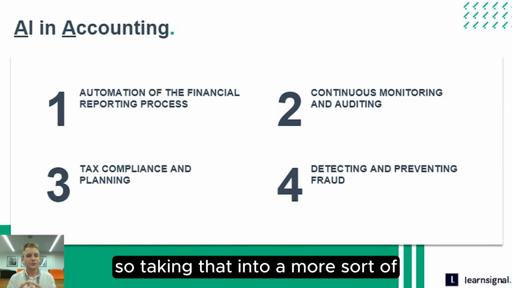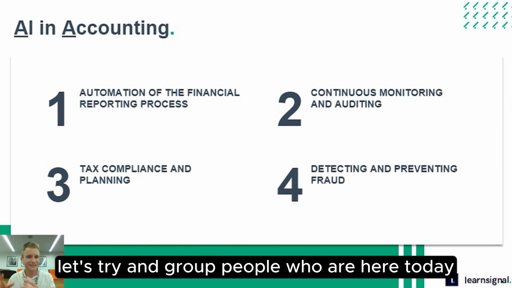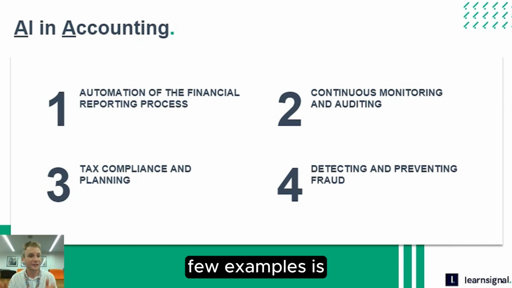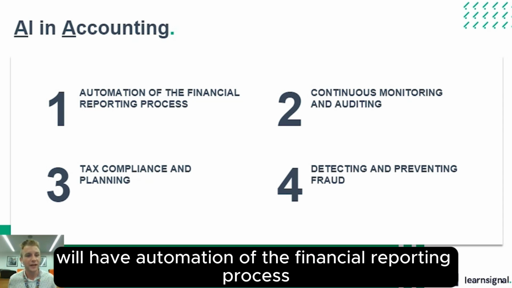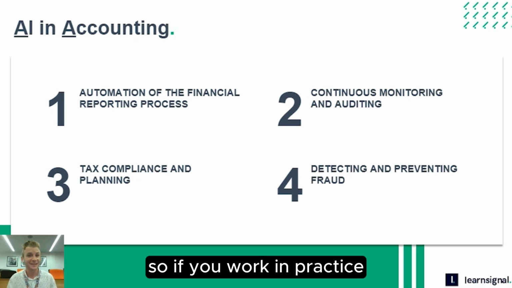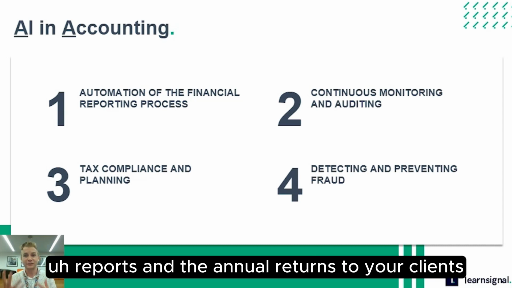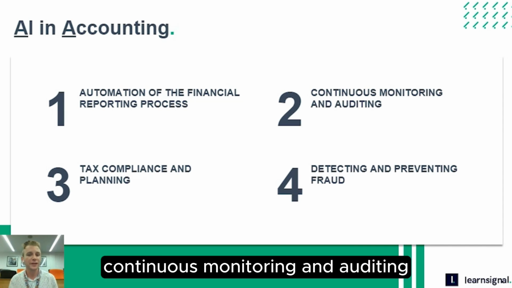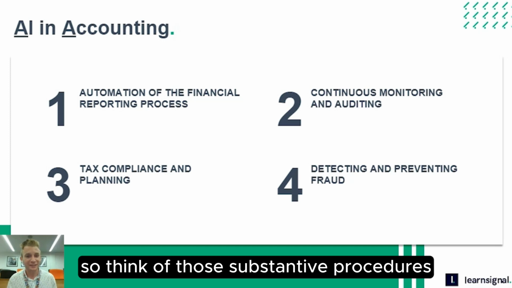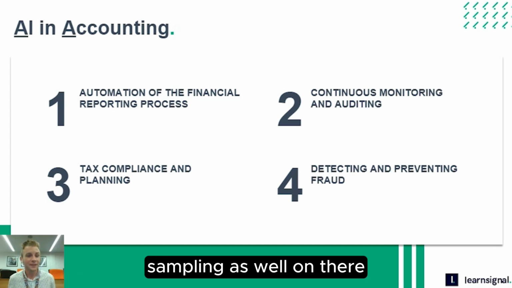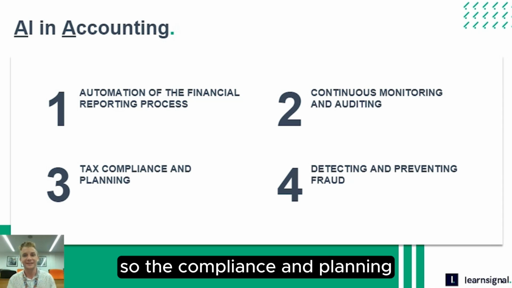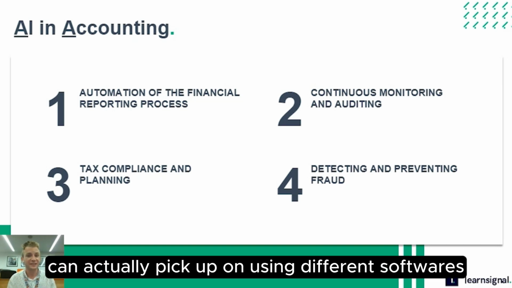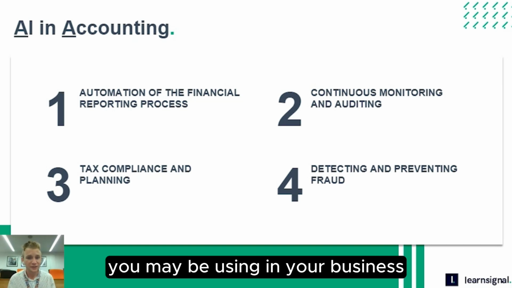So taking that into a more grouped approach, let's try and group people who are here today into different areas for AI and accounting. What we'll see later in the presentation, with a few little examples, is automation of the financial reporting process. So if you work in practice, preparing reports and annual returns for your clients, maybe tax computations. We also have, secondly, continuous monitoring and auditing. So think of those substantive procedures, sampling as well. I touched on earlier tax, so the compliance and planning, forecasting, different tax rates and allowances that the artificial intelligence can pick up on using different software that you may be using in your business.